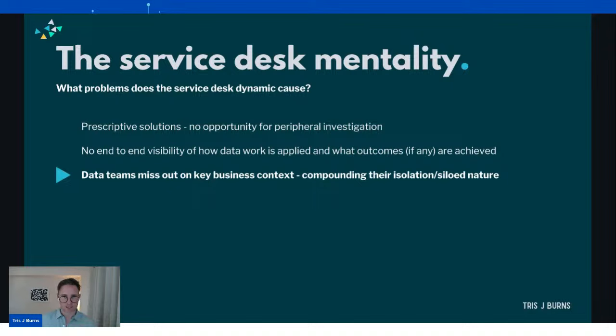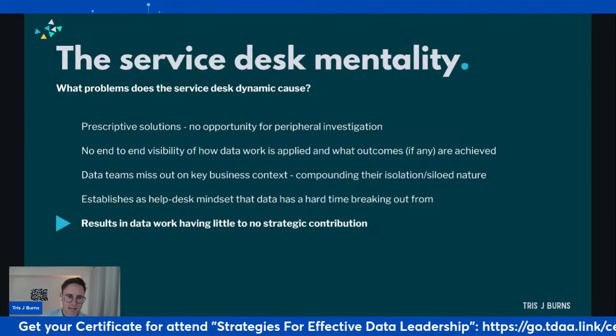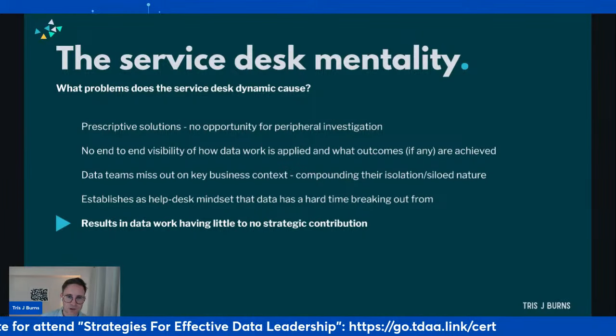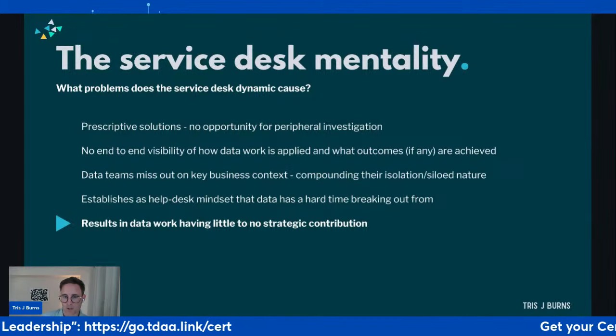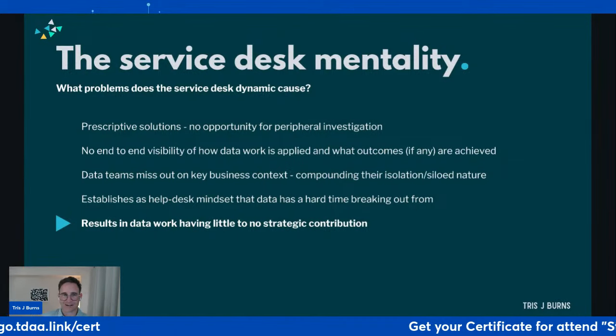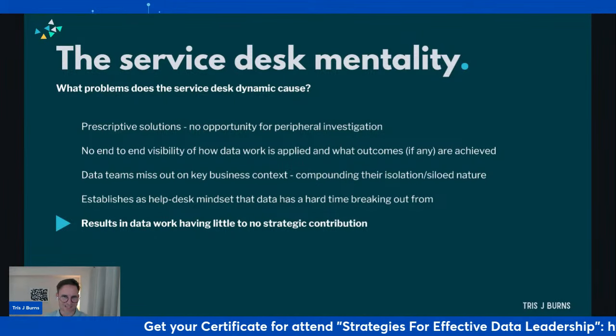Data teams miss out on key business context, and this compounds their isolation and siloed nature. If we're just told what to do all the time, we're not given the opportunity to investigate further or to be more proactive, then we really miss out. And just generally, it creates this help desk mindset that we have a really hard time breaking out from. So we have this reputation for existing to produce data for people. And our results in data end up having little to no strategic contribution as far as we're aware. Because we're treated like a service desk, we're secondary citizens throughout the organization. We can't possibly help the organization with a strategy because we're just here to answer questions.